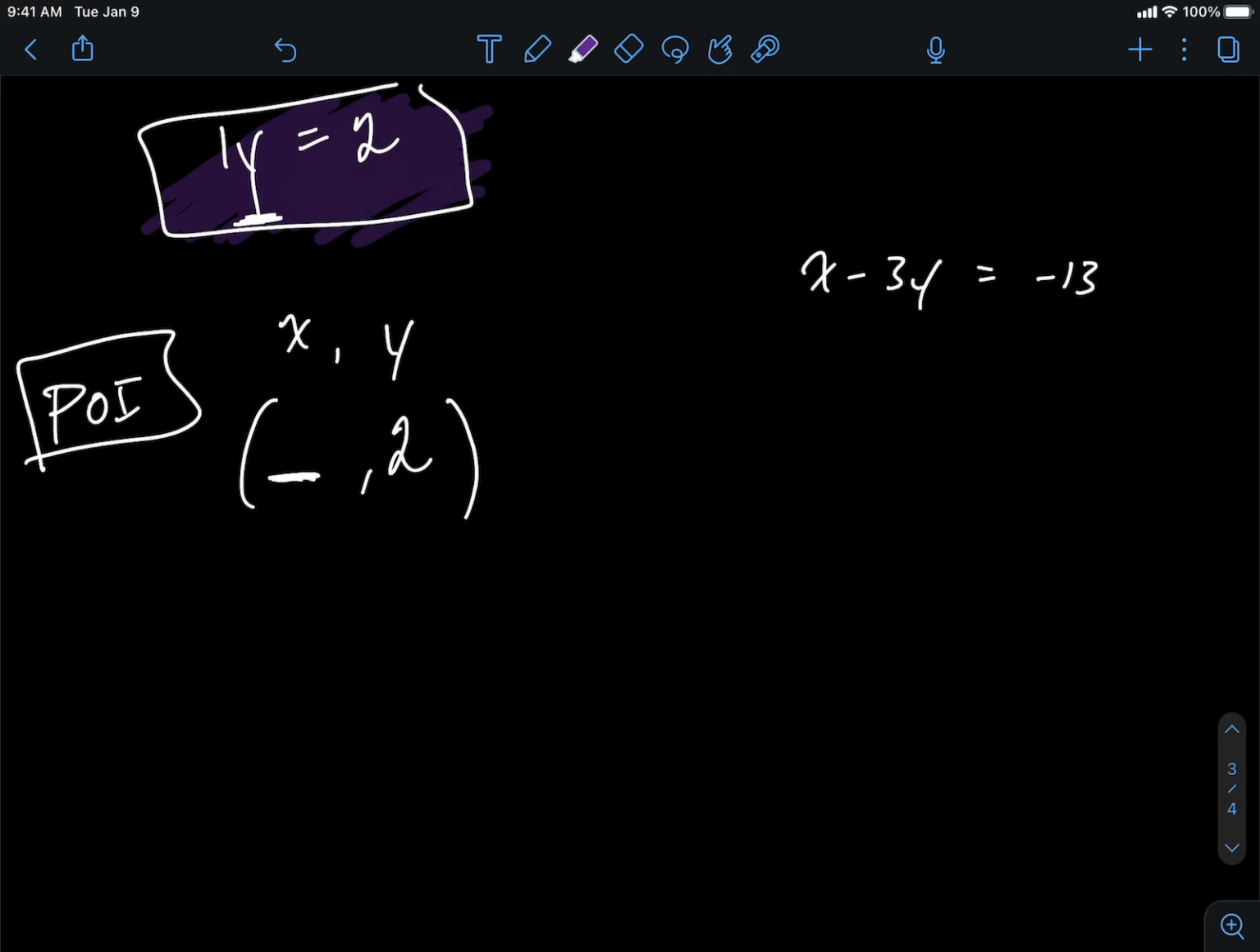It's 2. Well, I see a y right here. You're going to replace it. You're going to say, okay, x minus 3, and if I'm replacing something, I'm going to open a bracket and put a 2 in there, because that's what it was. Equals negative 13. Then just do the math: x, negative 3 times 2, negative 6.